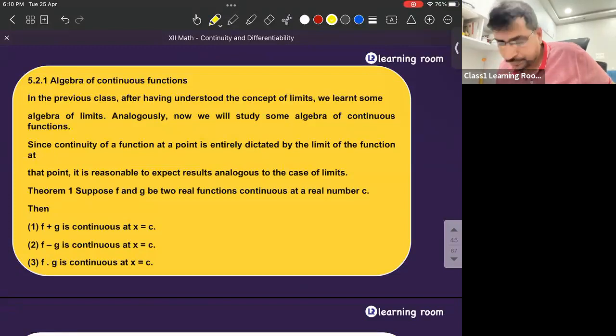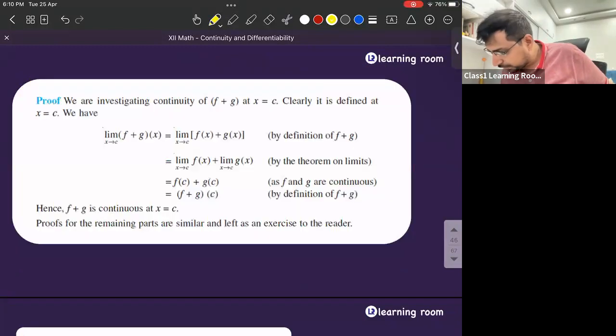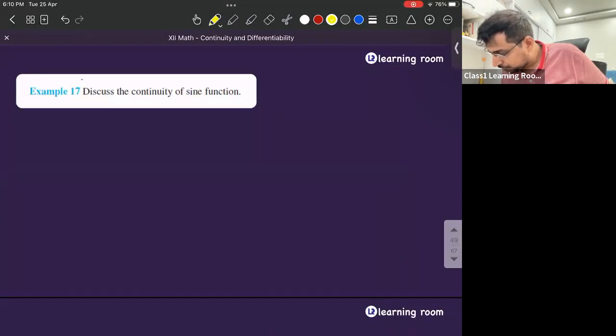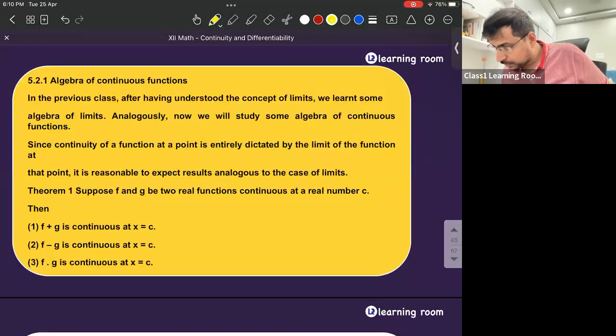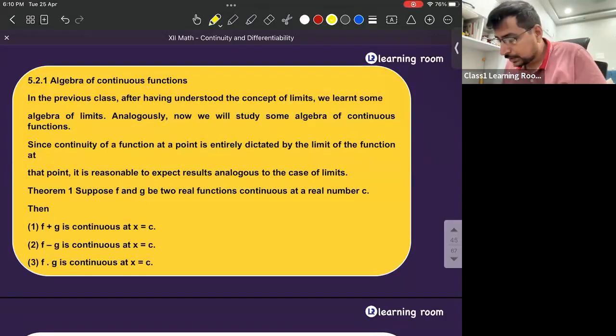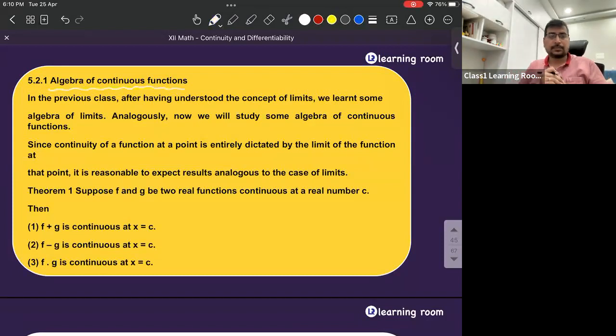So, did I explain this concept already? Algebra of continuous functions. Did I describe this? No. Okay. So, we will discuss the concept of algebra of continuous functions.